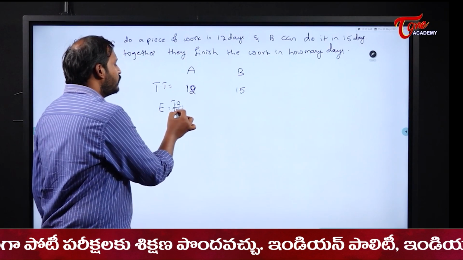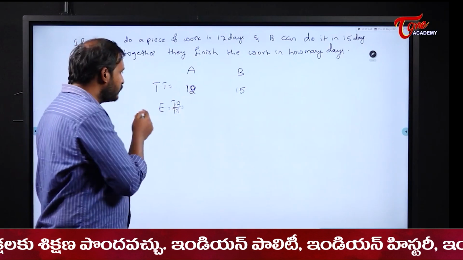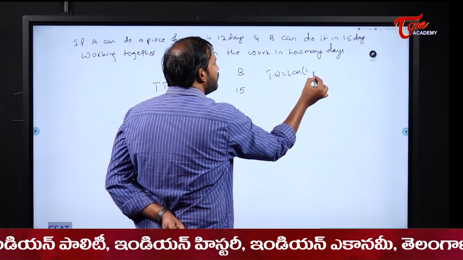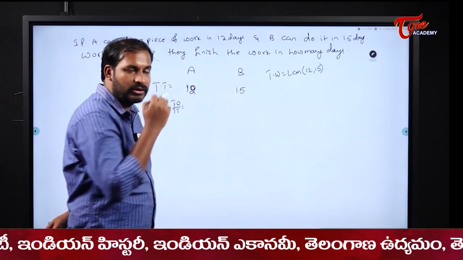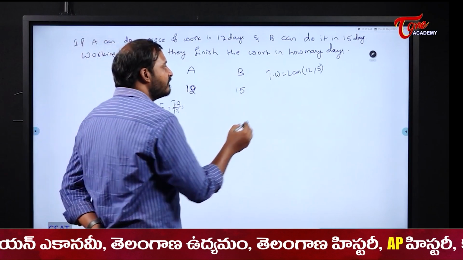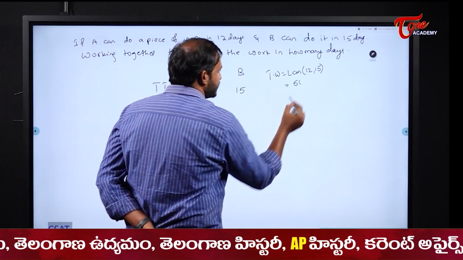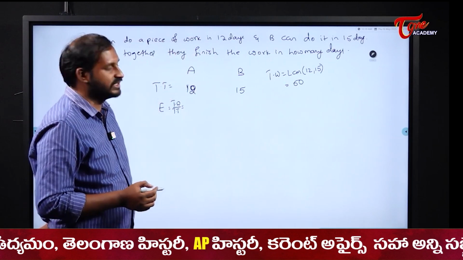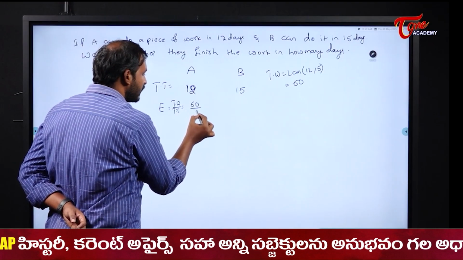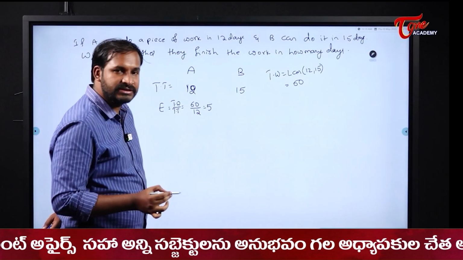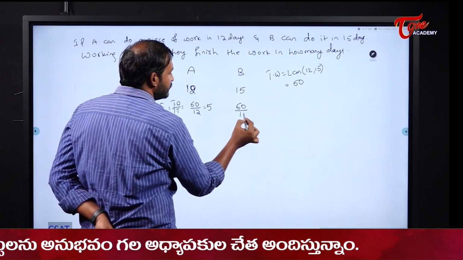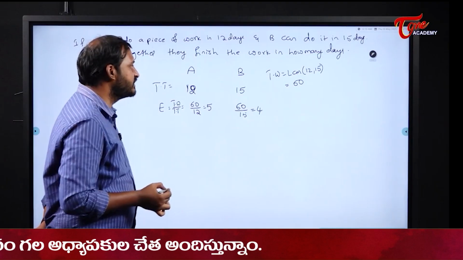Now, time takens are there for me. When it comes to total work, already we know that total work is equal to LCM of given times. What are the times given for us? 12 and 15. What is the LCM of 12 and 15? It is 60. So efficiency, total work 60 by time taken 12. So efficiency of A is 5. Now when it comes to B, 60 by 15, this will become 4. So the efficiency of B is 4.